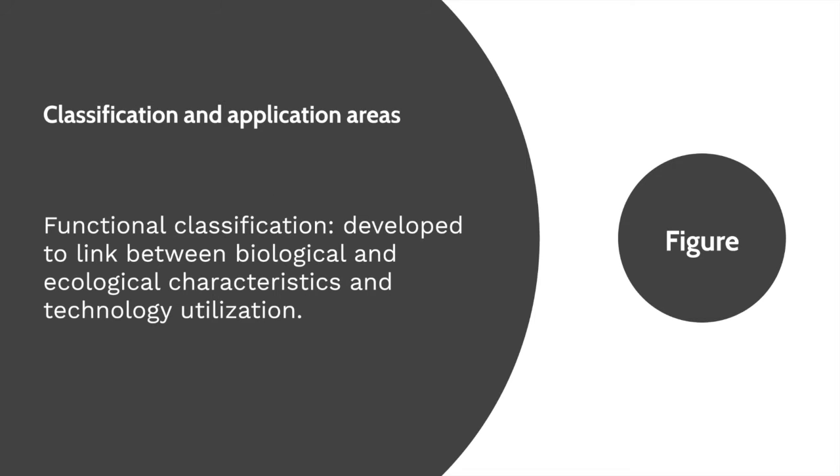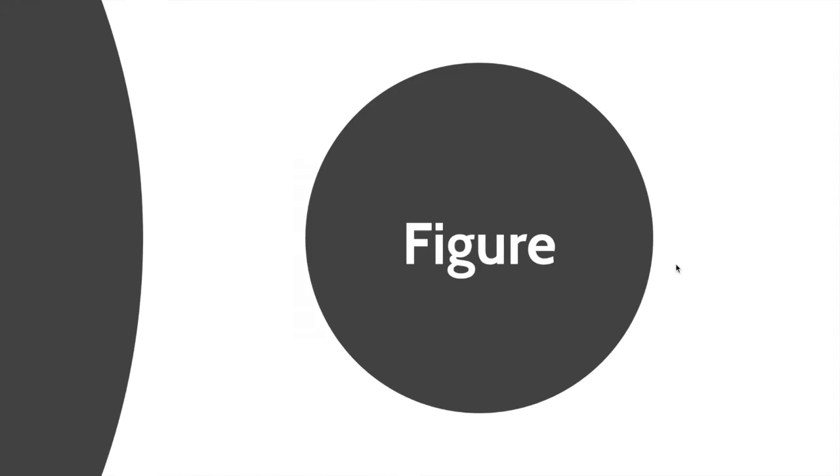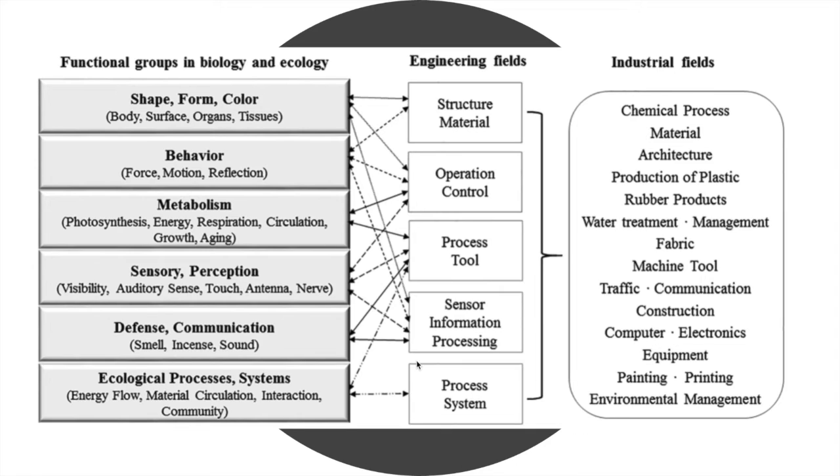So there will be a link between biology, ecology, and technology. Okay, let's see the figure so we can see all of the process, or the table. So this is the functional groups in biology and ecology. This is the engineering fields. This is what the industry might be.